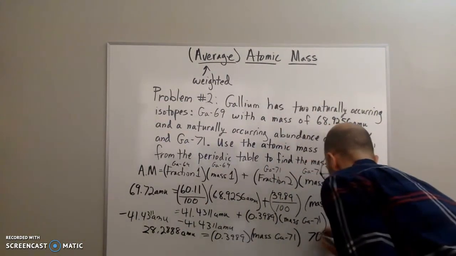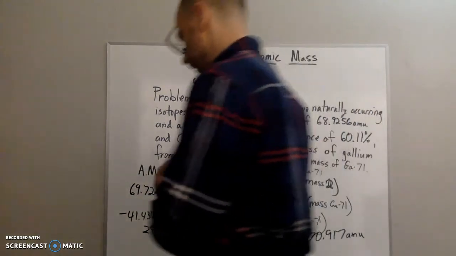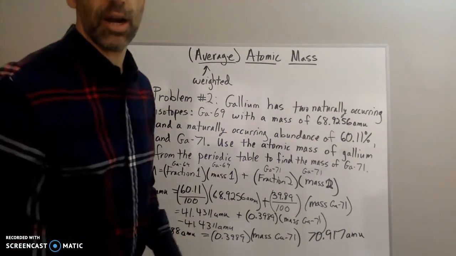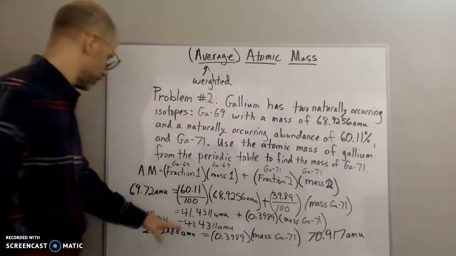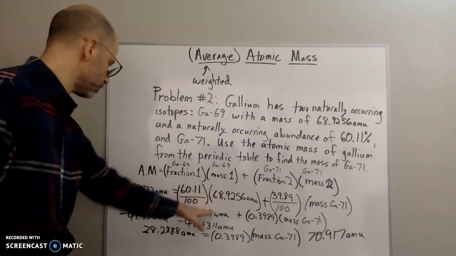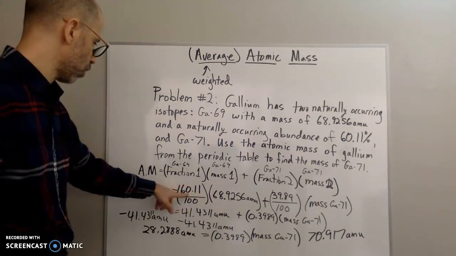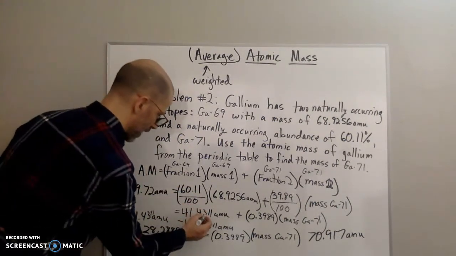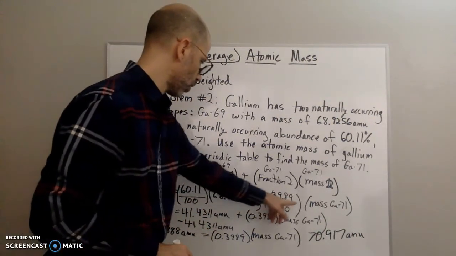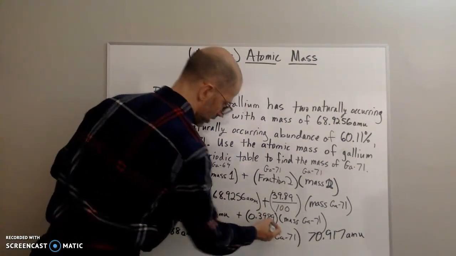So that's going to be 70.917 AMUs. And again, we would make sure that we're looking at our sig figs and making sure that we're doing everything right. So go back here. We multiplied and divided, so the least number of sig figs is going to be 4. So we're only allowed up to here. For this one, again, 4, so we're only allowed up to there.